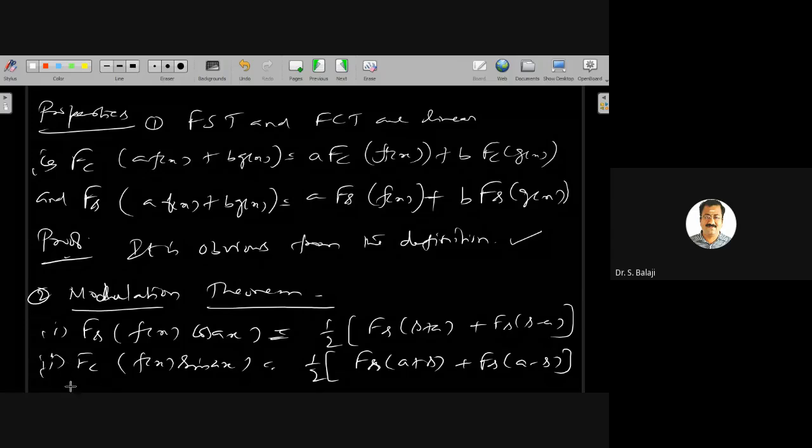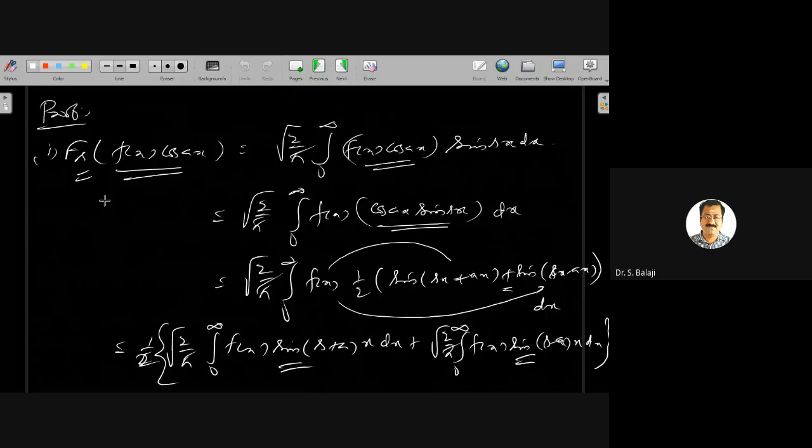Number 2: when f of x is multiplied with sin ax, then it is the Fourier cosine transform. Fc of f of x sin ax is equal to 1 by 2 of Fs of a plus s plus Fs of a minus s. It is also expressed through the Fourier sine transform.